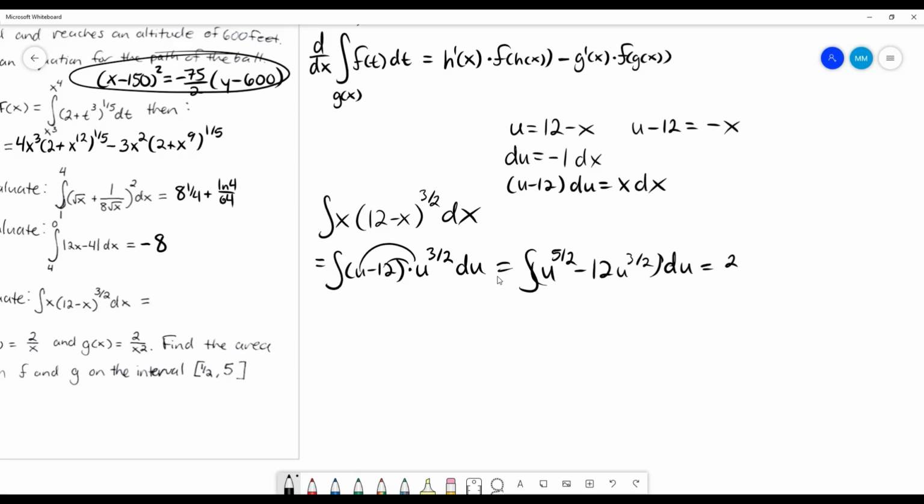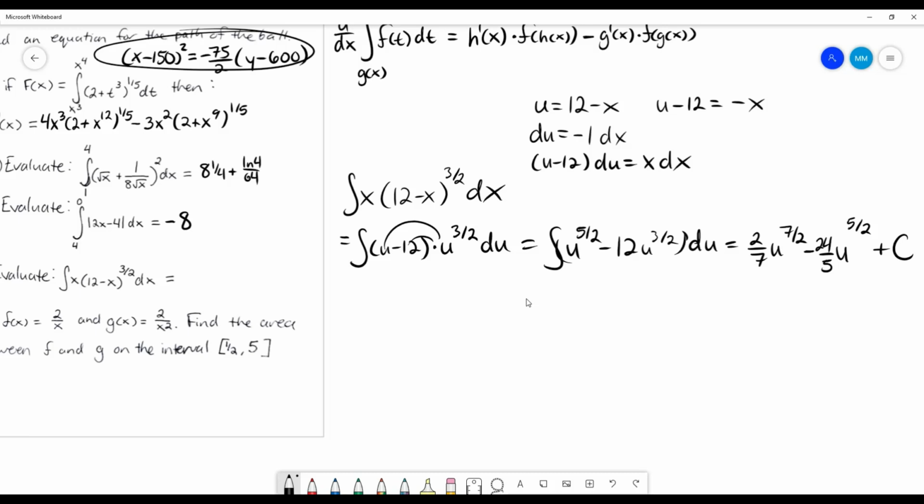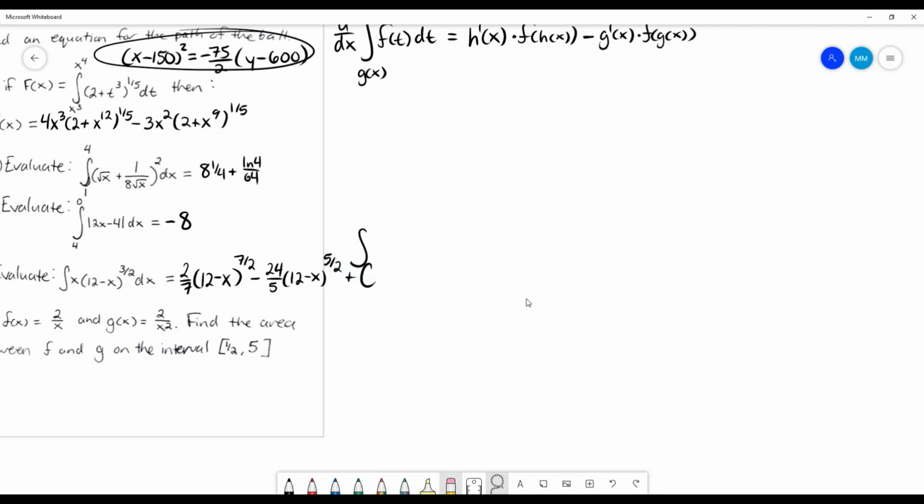So it's going to be 2/7 u to the 7/2 minus, so it's going to be u to the 5/2, so it's going to be 24/5. Of course, plus c, so don't forget that. And now our official answer is going to be that, but I'm just going to plug back in that value. So it's going to be 2/7 times 12 minus x to the 7/2 minus 24/5 times 12 minus x to the 5/2 plus c. That's all there is to that one.